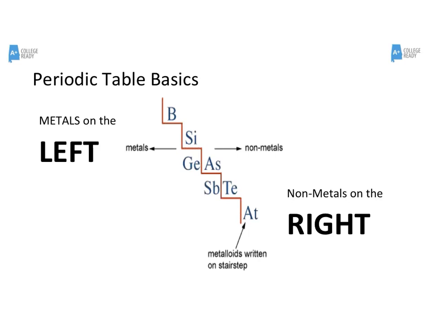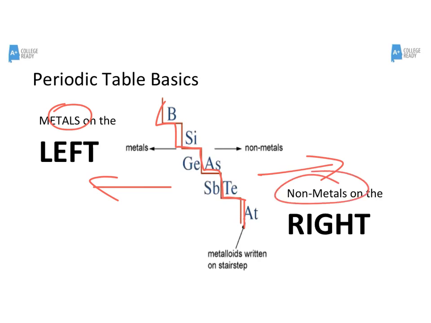So there's a stair-step line on the periodic table that separates the metals from the nonmetals. To the left of this stair-step line are all the metals, and to the right of the line are the nonmetals. This is going to become very, very important when you reach bonding and nomenclature, to be able to tell a metal from a nonmetal by looking at the periodic table.